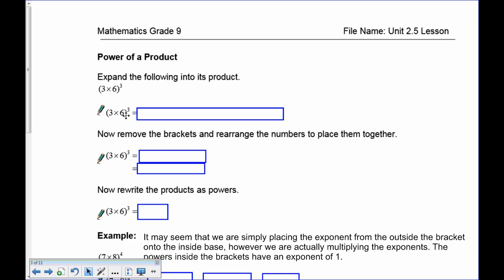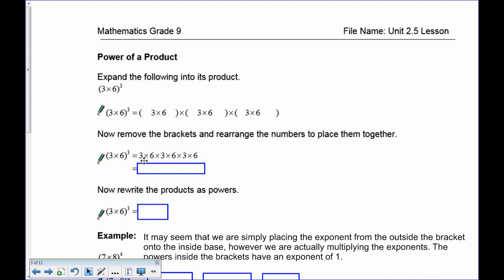This is 3 times 6. I can multiply it by itself 3 times. So here's my 3 times 6, 3 times 6, and 3 times 6. Now, let's remove the brackets and rearrange the numbers and put them in place. So what I've done here is there's your 3, 6, 3, 6, 3, 6. I've taken the brackets out. When I put them all together, I have 3 times 3 times 3 and 6 times 6 times 6. So when we do that, 3 to the power of 3, and this is 6 to the power of 3.